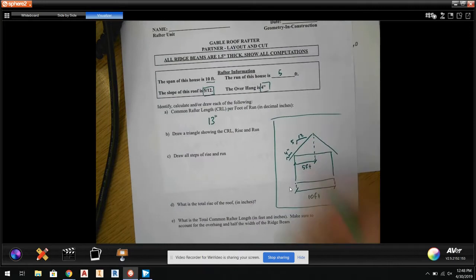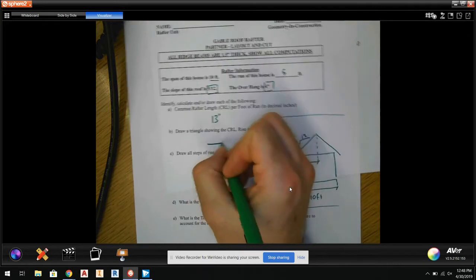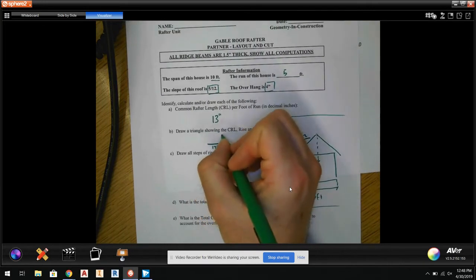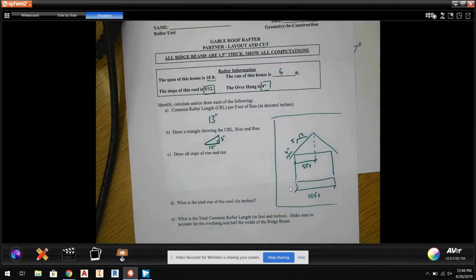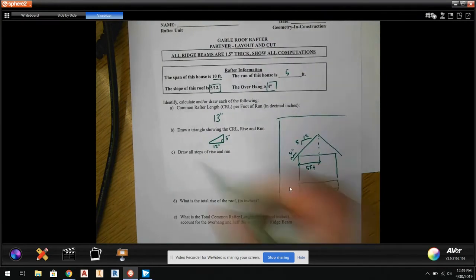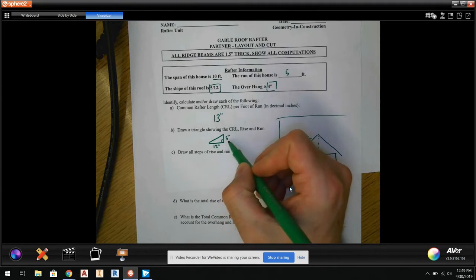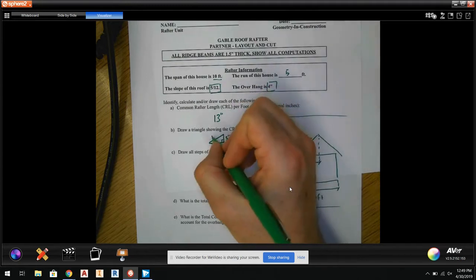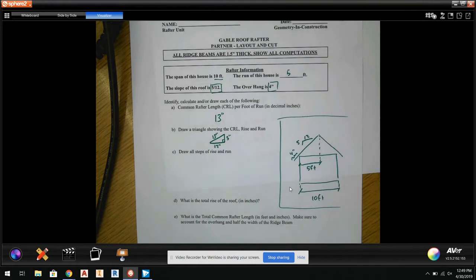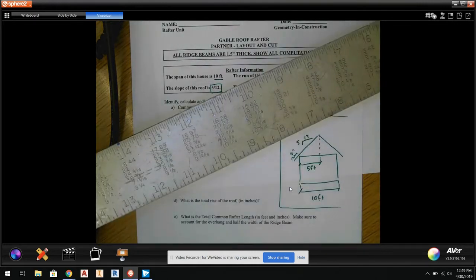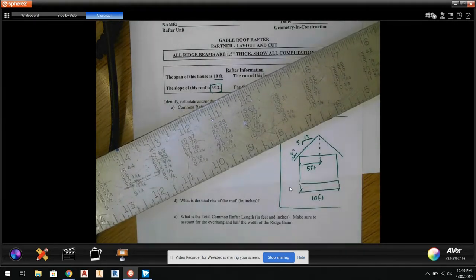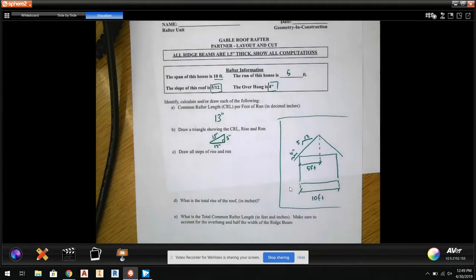Draw the triangle showing this. So you have a run of 12 inches, a rise of 5 inches, and you would recognize this as a right triangle, which is the Pythagorean theorem. If you do 12 squared plus 5 squared, 144 plus 25, you do get 169. The square root of 169 is 13 inches. This is just a tool that a carpenter would use on a construction site rather than using a calculator to do the Pythagorean theorem. It tells them in decimal inches what the values are.